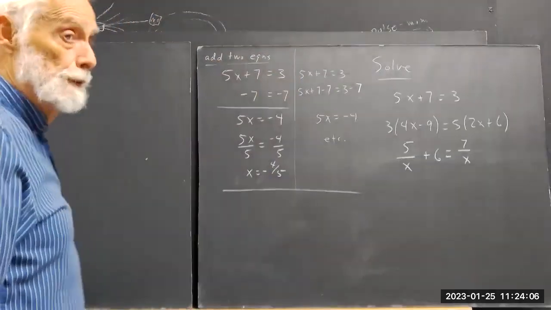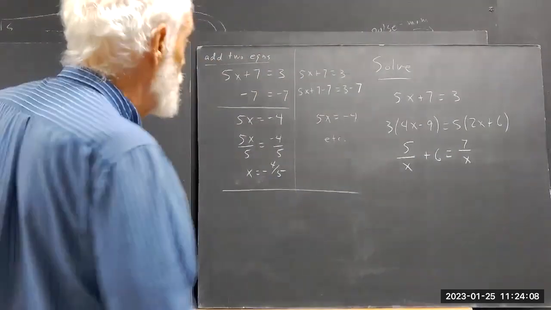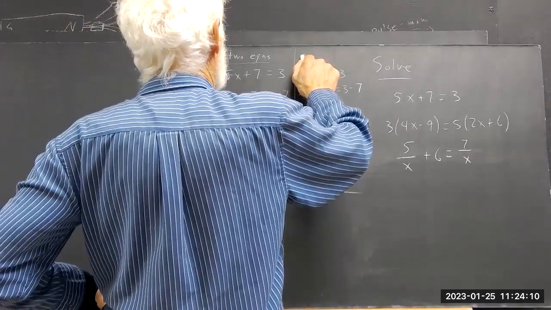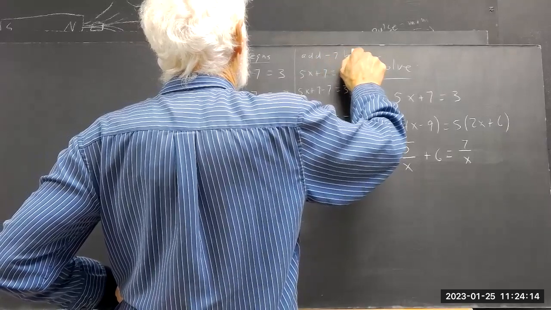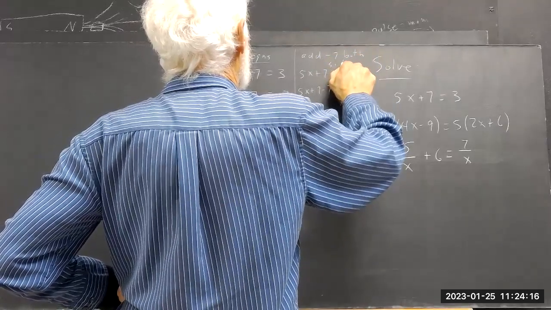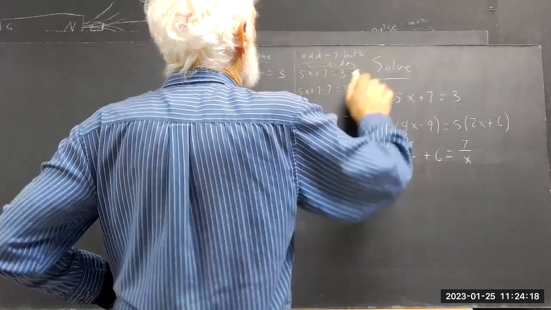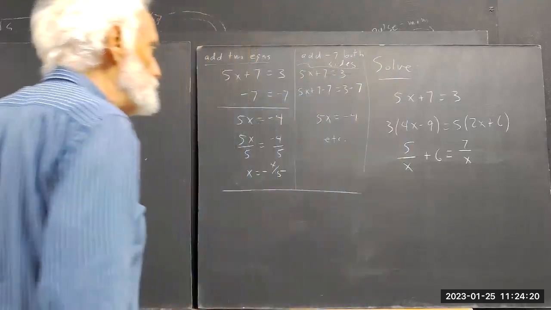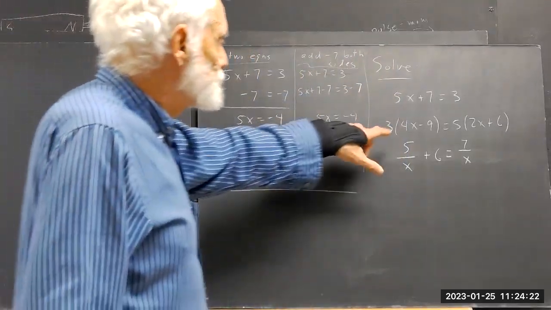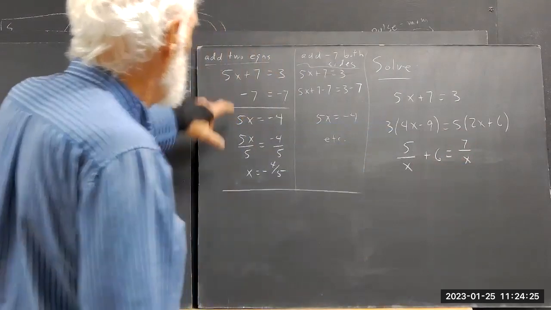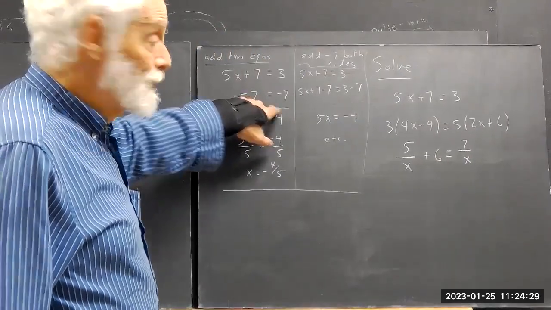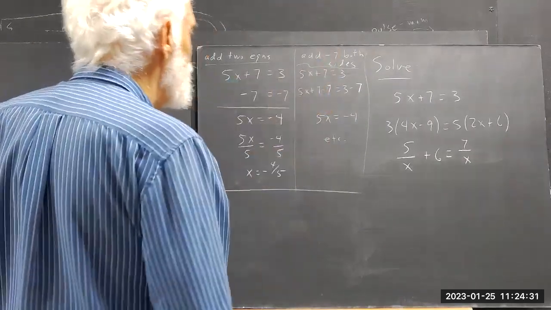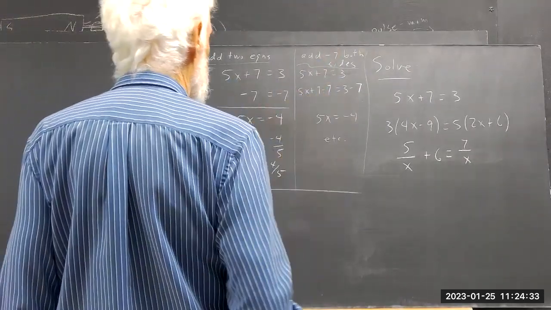Here we start by, we have two equations. Here we add -7 to both sides. Well, here, and you kind of prefer this. So next one I'll do this way. Just remember, be able to write it out this way if you need to.